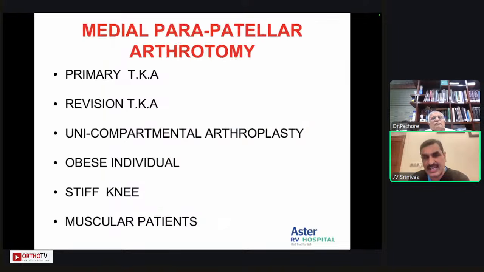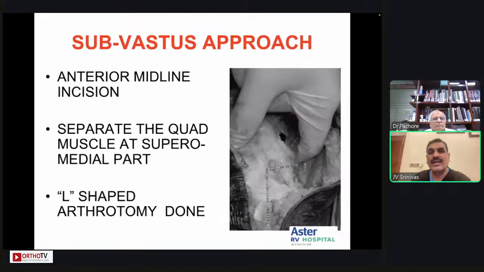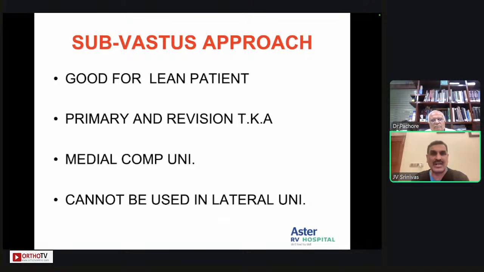As I said, medial parapatellar arthrotomy, even though it's used in primary and revision, is especially used in a stiff knee. In a stiff knee, this is the standard approach. Once you do the medial parapatellar arthrotomy, then you take a call whether you want to do the extensile approach. Subvastus approach, definitely it is not a good approach for a patient with a stiff extraarticular or a stiff intraarticular knee. Subvastus is not a good approach.